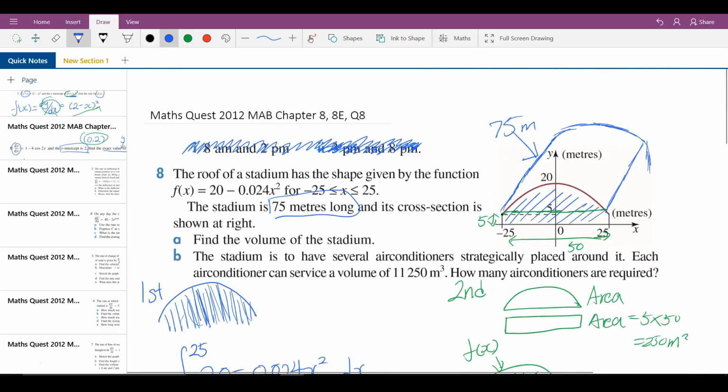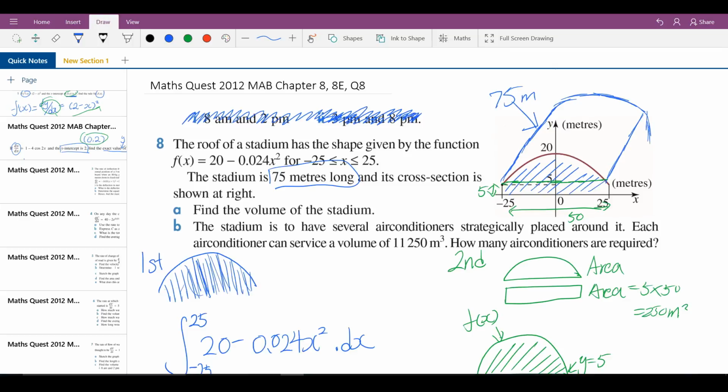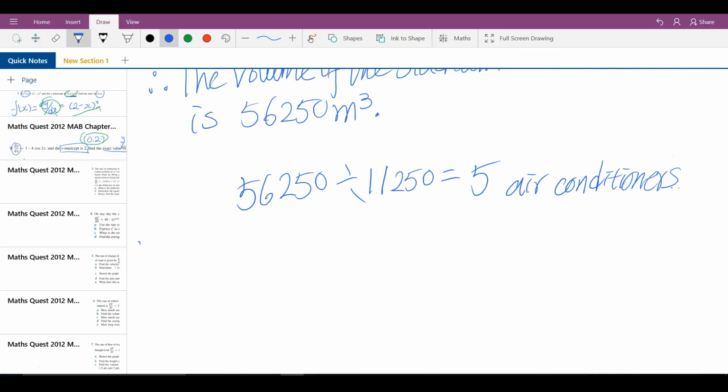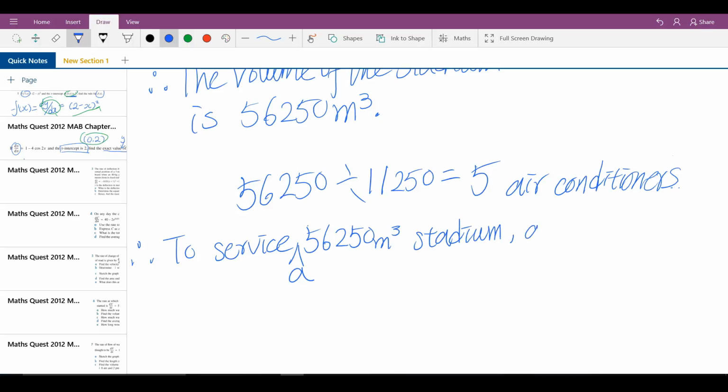All right, let's answer the question. That was easy. So how many air conditioners are required? Therefore, to service 56,250 meter cube, oh sorry, to service the stadium, at least 5 air conditioners are required.